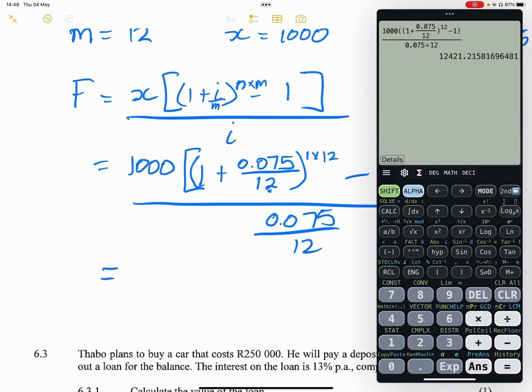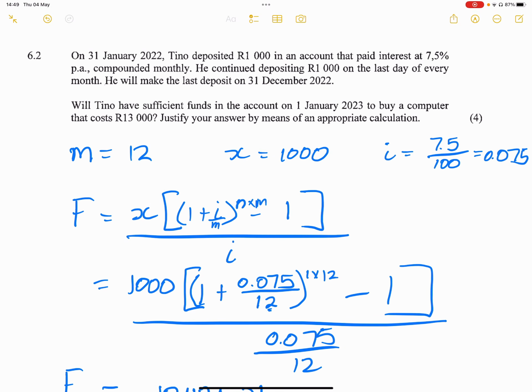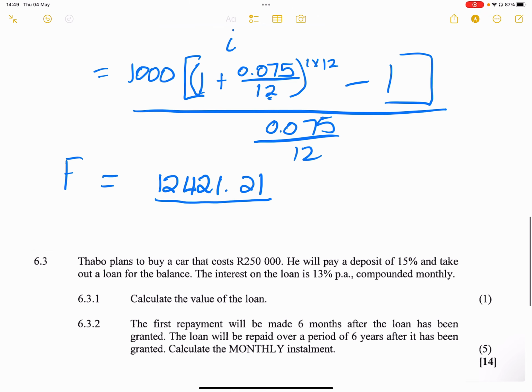So the future value that I get is 12,421 and 21 cents. Remember, was it Tino? Tino wanted to make sure that he can buy a computer that's worth 13,000, but the amount that it will accumulate to is 12,400. So clearly, Tino will not be able to buy this amount.